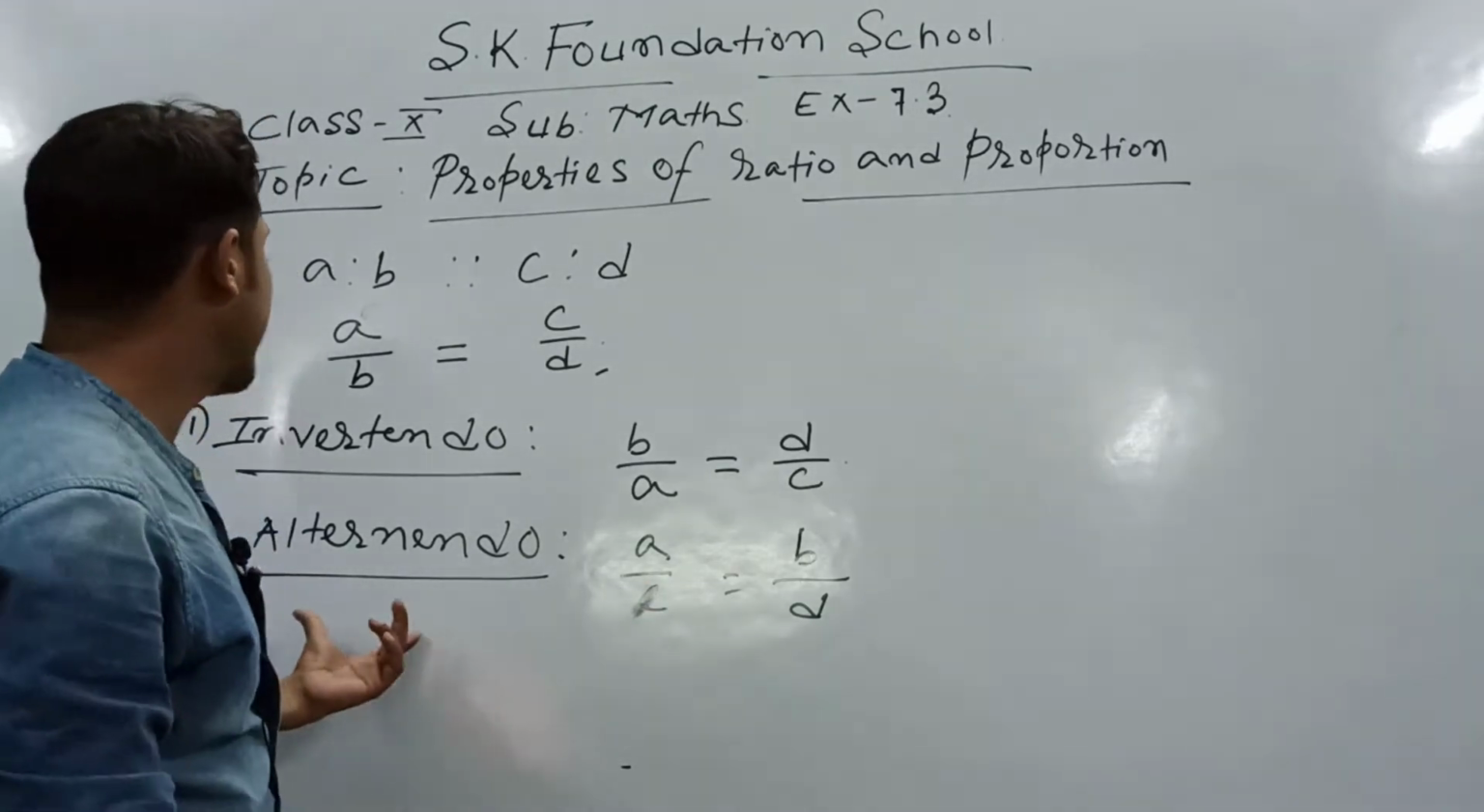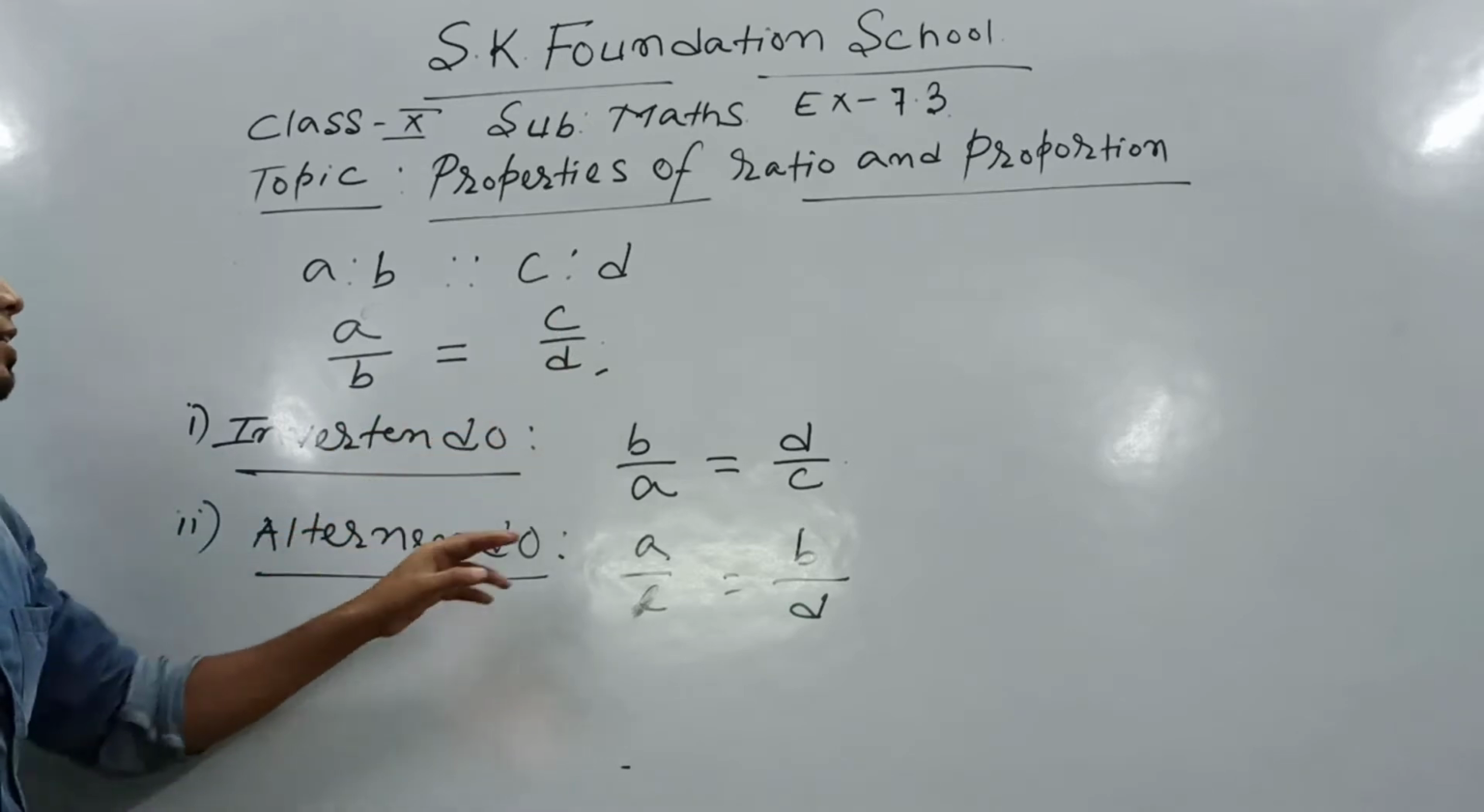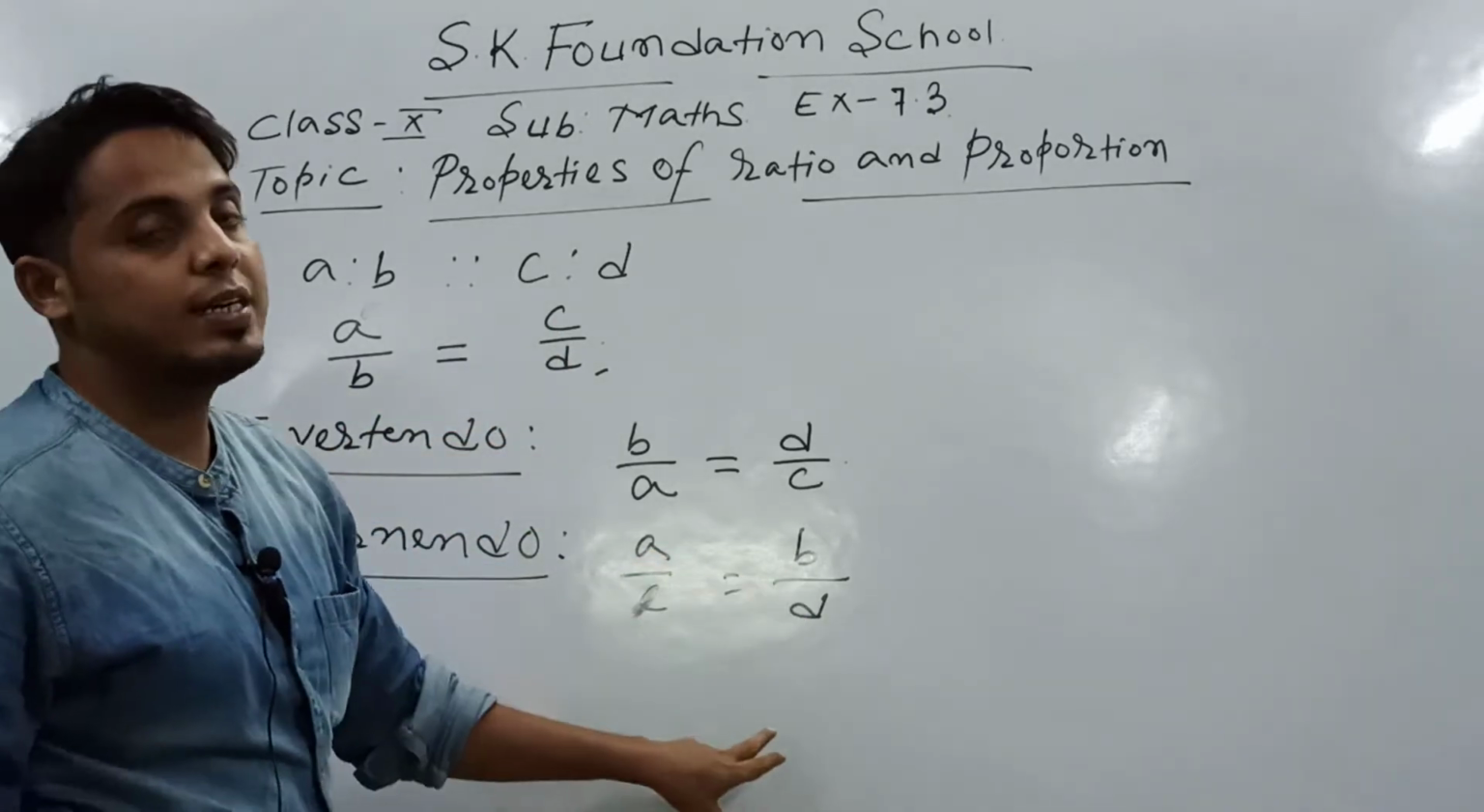If we apply alternate here, then A by B equals C by D converts into A by C equals B by D form. Okay.